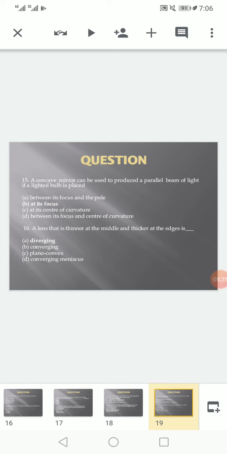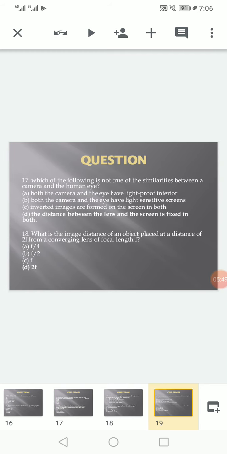A concave mirror can be used to produce a parallel beam of light if a lighted bulb is placed where? That is, if the lighted bulb is placed at its focus. That's option B. Question 16 says, a lens that is thinner at the middle and thicker at the edge is a divergent lens. So a divergent lens is thinner at the middle and thicker at the edges.